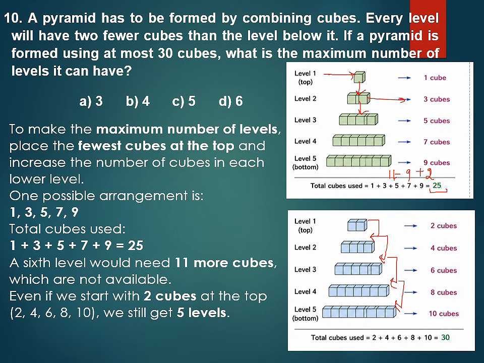So in both the cases, whether we start from 1 cube and keep on arranging, or whether we start from 2 cubes, we will only be making 5 levels of the pyramid, and will not be able to make more than 5. So the answer is 5 levels, option C is our correct answer.